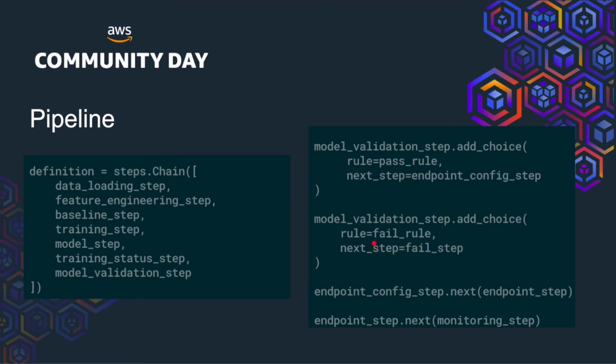And I also use a fail rule to indicate that the model is not valid. Then the next step would be the fail step to indicate that, and then exit the workflow. The SDK also provides a next function to chain two steps together. For example, the next step of the endpoint step is the monitoring step in this workflow.